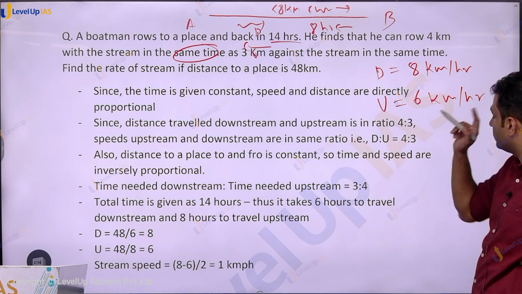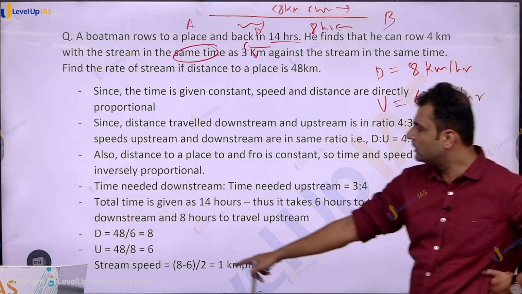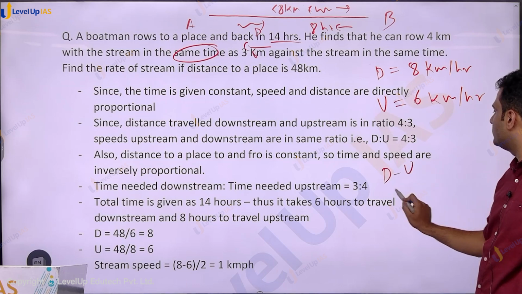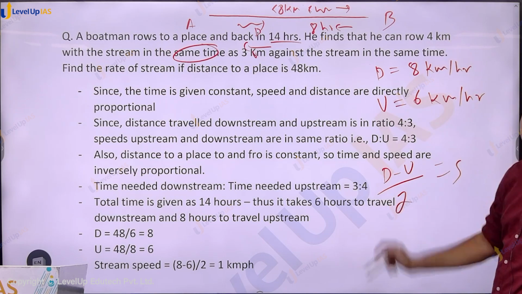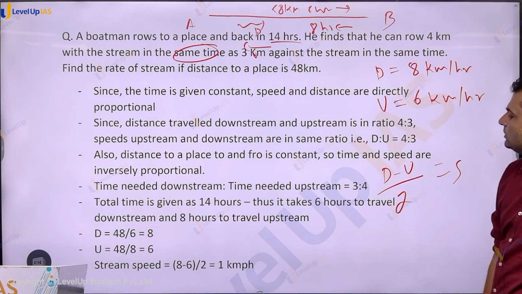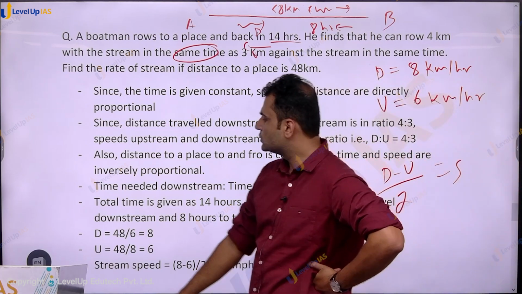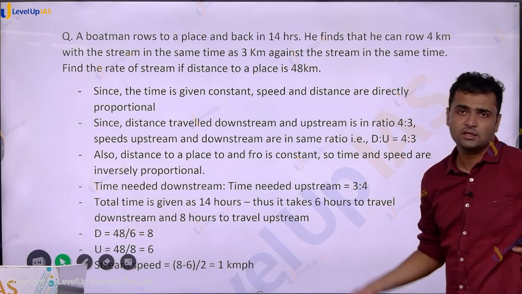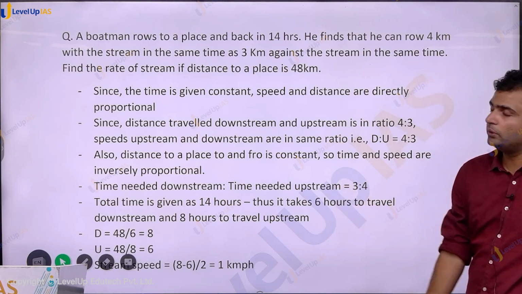And what we have studied? D is equal to 8, U is equal to 6. So (D minus U) by 2 is S. We saw that just above. So it is (8 minus 6) by 2. So 1 kilometer per hour is the speed of the stream. Very complex question. It is not that easy. If such a question comes, hopefully you will be able to do it.